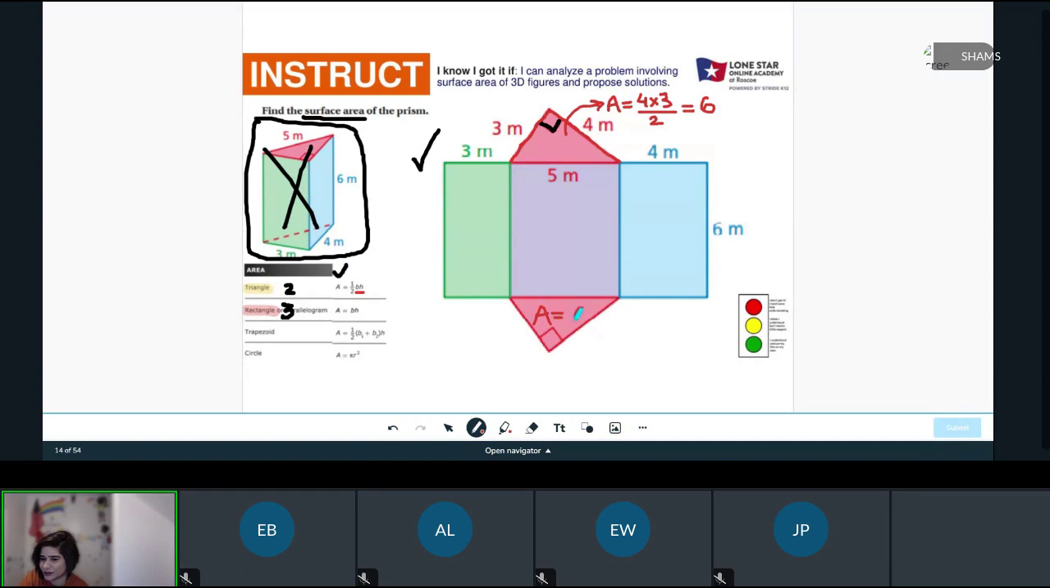Let's go find area of the green rectangle. What are the two numbers connected to the green rectangle?